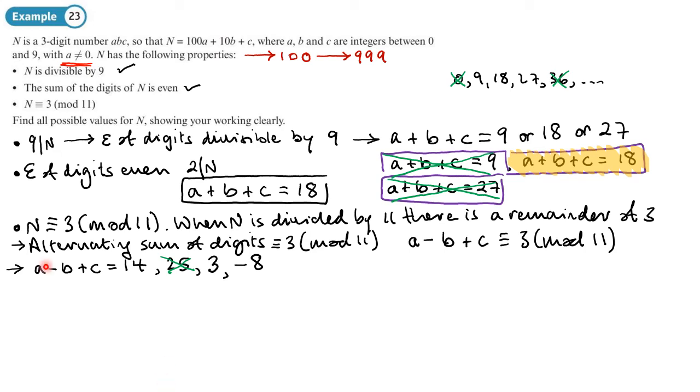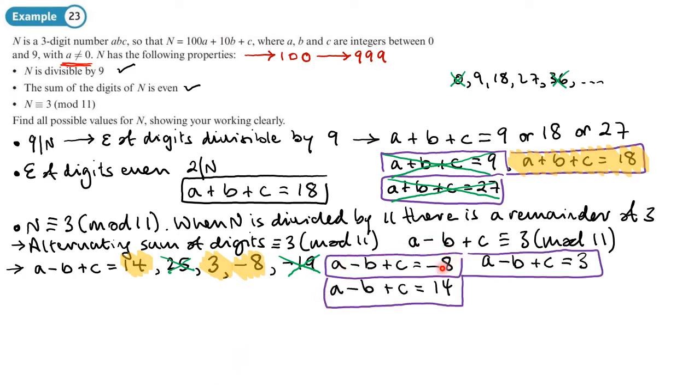And we're not going to get a value less than negative 9. Even if a was allowed to be 0 and c was 0, the most you can take away is going to be 9. So there's no point going, for example, to negative 19, because you're never going to get that value if a, b and c can only be from 0 to 9 and a is not equal to 0. So that just leaves these two options, that the alternating sum is either 3, 14 or negative 8.